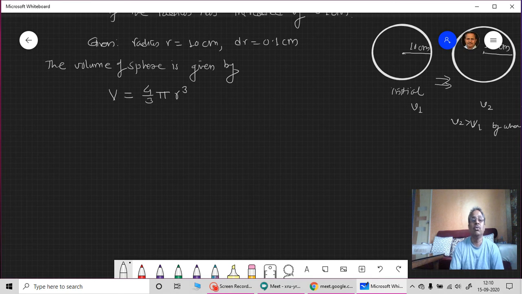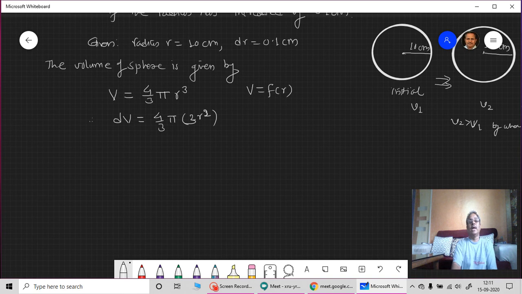Now here 4 by 3 pi is a constant, so I can write this relationship. V is a function of r, a single variable, therefore its differential dV on the left hand side is equal to 4 by 3 pi, and the differential of r cube is 3 times r square. So naturally this 3 and this 3 get cancelled, and one gets dV, the change in volume, is 4 pi r square, multiplied by dr. Now replace the numbers and get the dV.